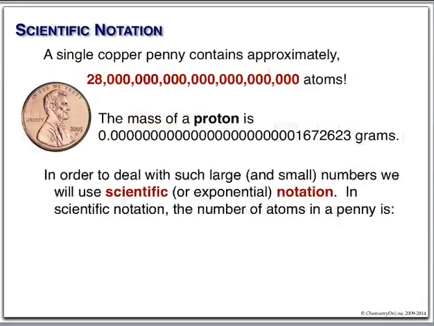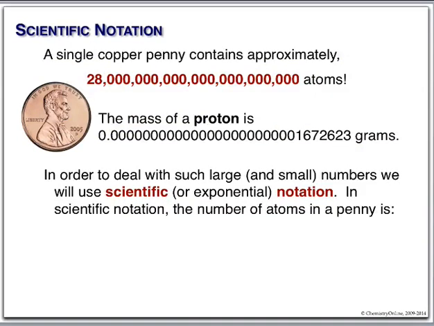Well, let's return to our atoms. We put up two numbers here: a very large number and a very small number. 28 sextillion copper atoms in a penny. 10 to the minus 24 grams for a proton. Because chemistry typically is going to deal with these very large numbers, we have to use something to make it a little bit more manageable. We obviously can't be writing stuff like this. And so that's why we use scientific notation.